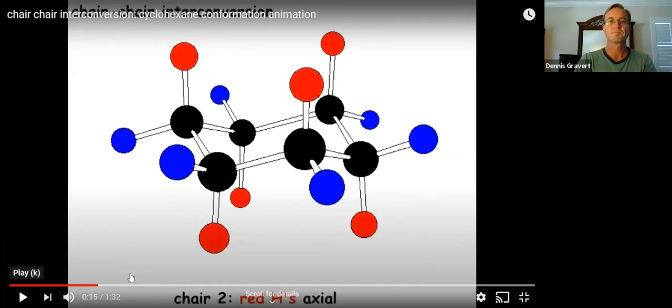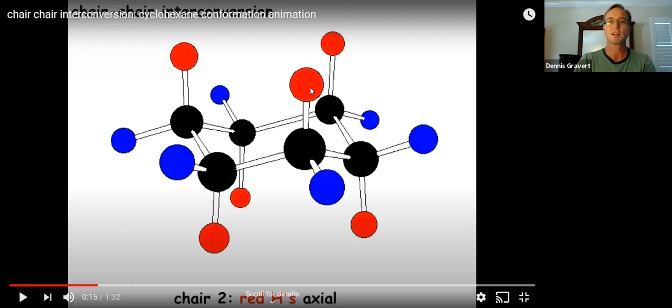a chair conformation. I should have pointed this out at the start of the video, but here, these 3 carbons kind of form the head of the lounge chair. The middle section is the seat of the chair. And then these 3 carbons are the foot of the chair.